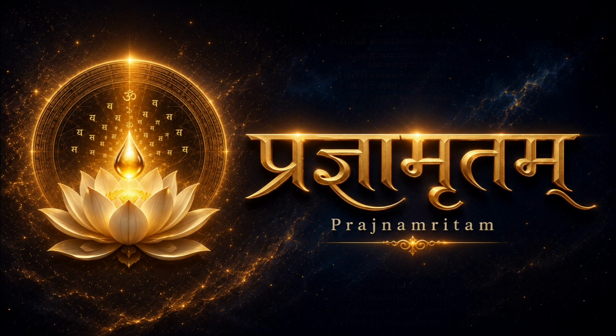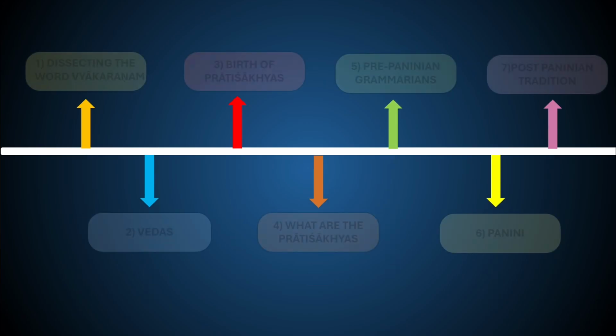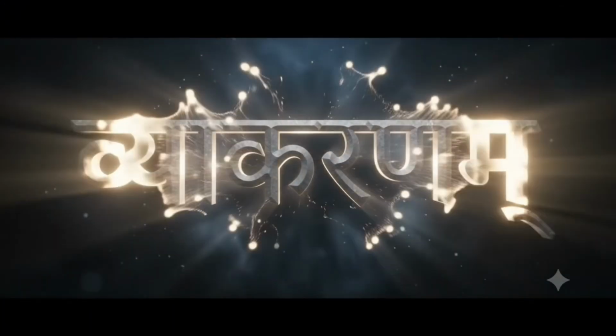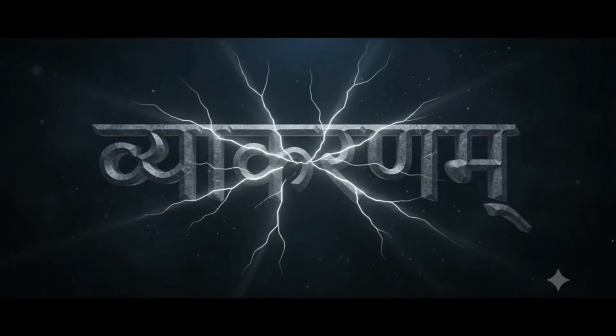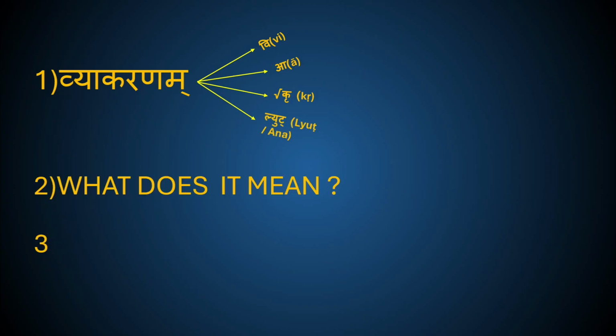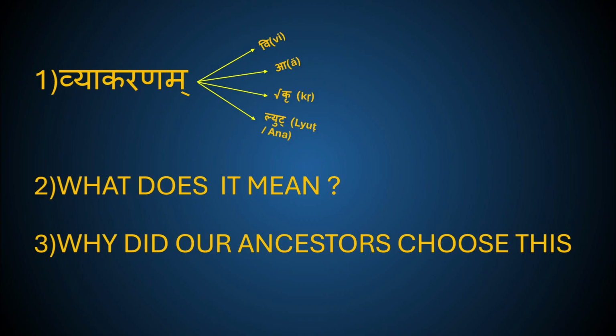This is the first episode of a series exploring the remarkable evolution of Sanskrit grammar from the Vedas to the great grammarians whose insights transformed the study of language. Today we are dissecting the very word for grammar itself, Vyakarana. We will uncover its atomic breakdown. We will know what the word Vyakarana actually means and why our ancestors chose this particular name.